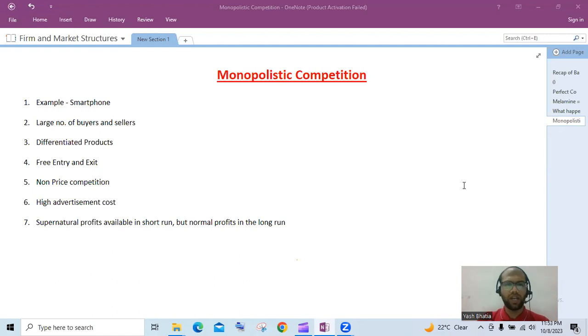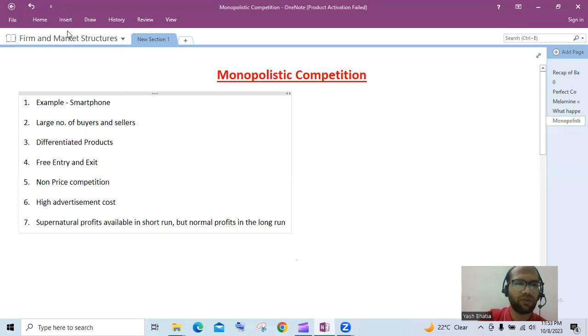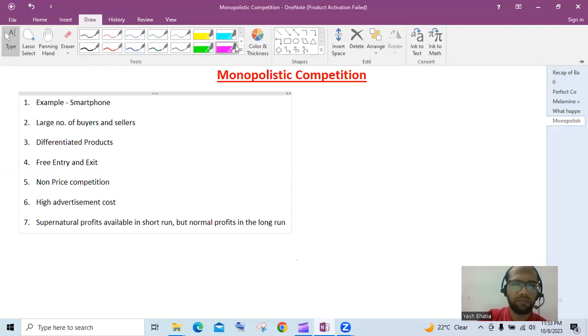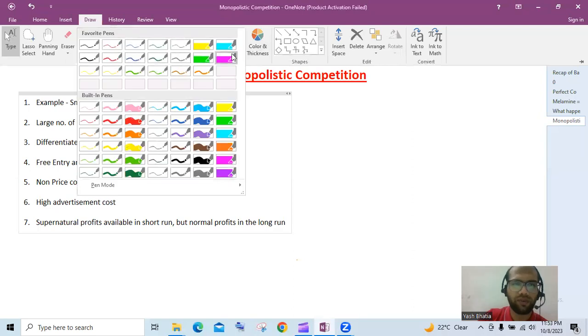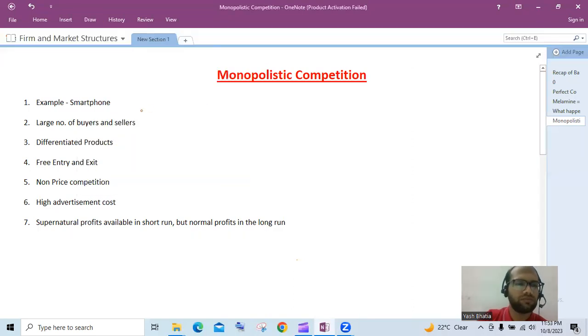Hello friends. Now we move on to the next market structure, which is monopolistic competition. So let's start. The example for this type of market structure is smartphones. Let's keep the smartphone market as the base and try to understand the features of monopolistic competition. In monopolistic competition, there are many smartphone sellers. We can name many big players like Oppo, Vivo, Apple, Xiaomi and Samsung, etc.